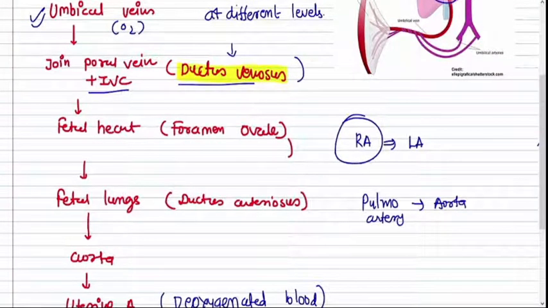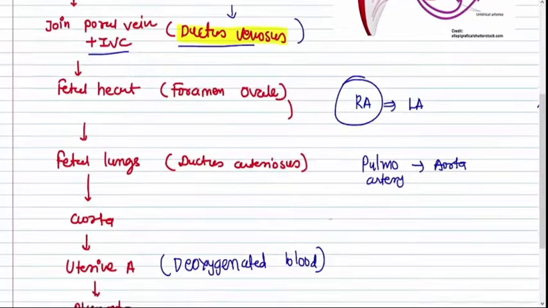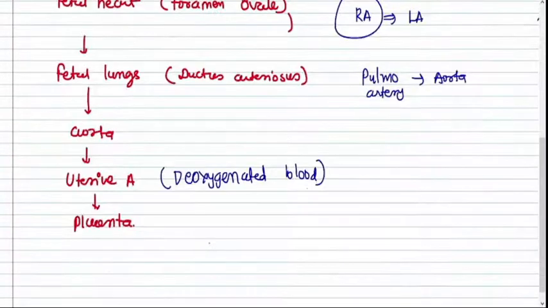Some of the blood goes to the fetal lungs, where another bypass is there, called the ductus arteriosus, which passes blood from the pulmonary artery to the aorta. From the aorta, the blood goes to the different parts of the baby's body. Now, from the uterine artery, the deoxygenated blood returns to the placenta.